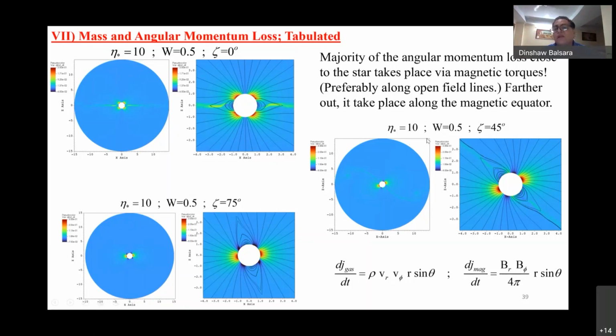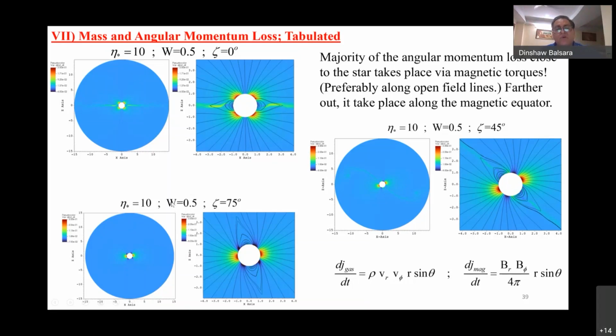Interestingly, let's look at this middle panel, which shows a situation where you have the same configuration, but with a tilt of 45 degrees. And you can see that the angular momentum is coming out along here and along here. And you can see in the zoomed in image that a large amount of angular momentum is again coming out along open field lines. This is part of what you wouldn't see in a Weber-Davis solution, because the Weber-Davis is just restricted to the midplane.